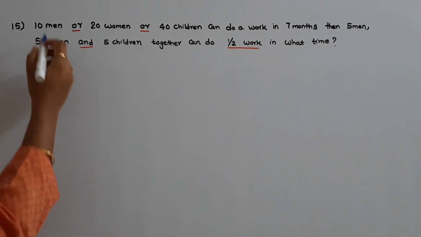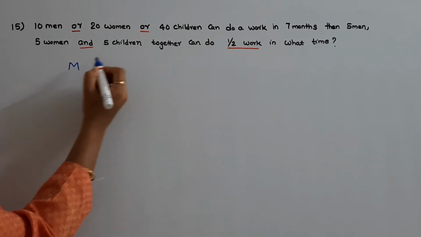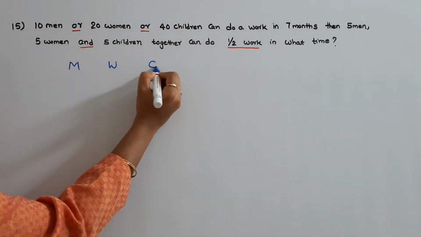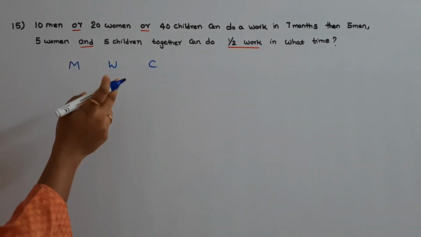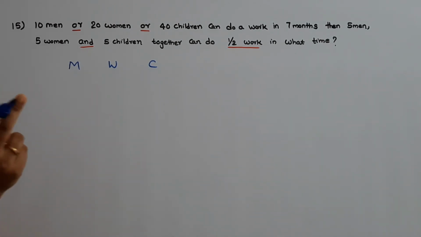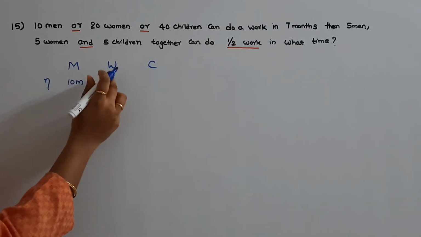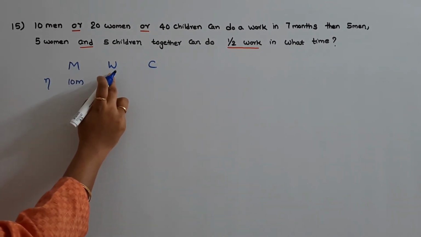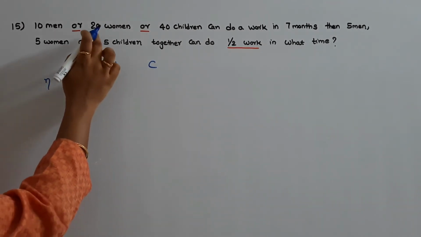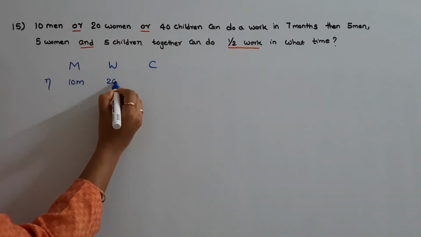Let us represent men as M, woman as W and children as C. And one man's efficiency, let us take it as small m. Then 10 man's efficiency will be 10m. If one woman's efficiency is small letter w, then 20 women's efficiency will be 20w.